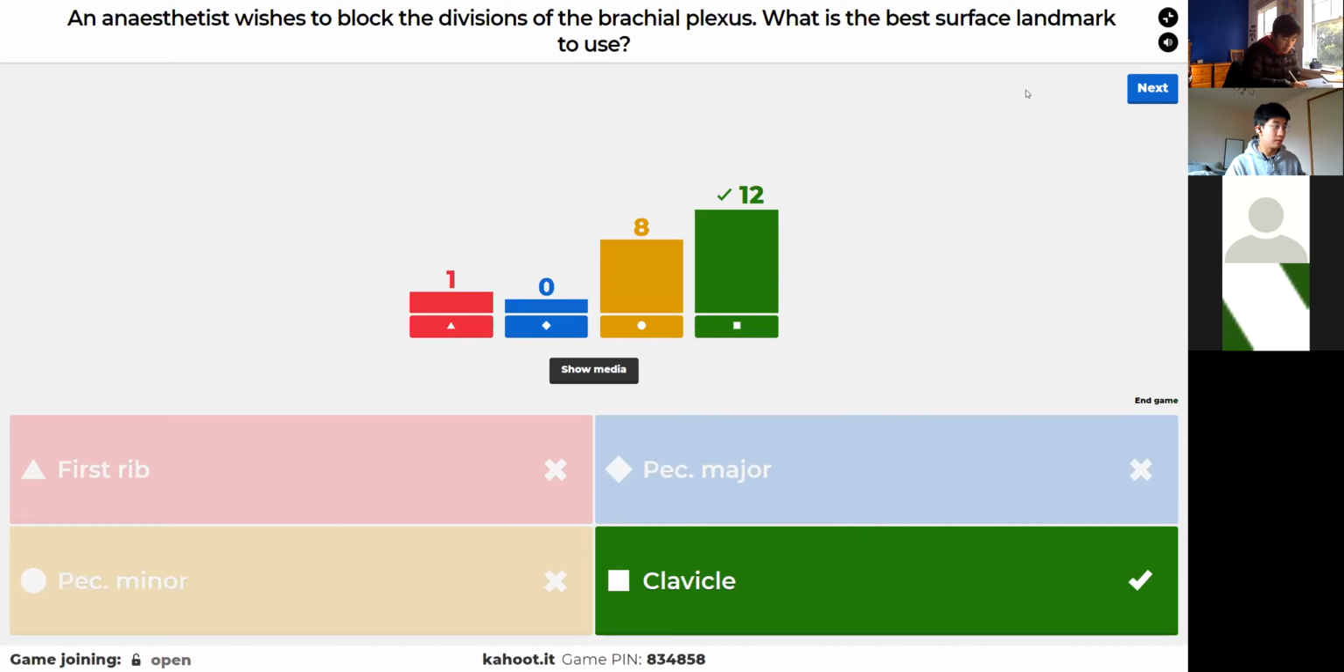Good job, everyone. So the answer for this one is the clavicle, or your collarbone. Yeah, your collarbone. And your divisions of the brachial plexus are typically found here. So divisions referring to anterior and posterior of each trunk. Pec minor is not quite. Pec minor is a touch more distal, I believe, and that's the muscle. So we'll be talking about the bony landmark, which is the clavicle for the divisions. And the first rib, very similar to the pec minor and pec major.